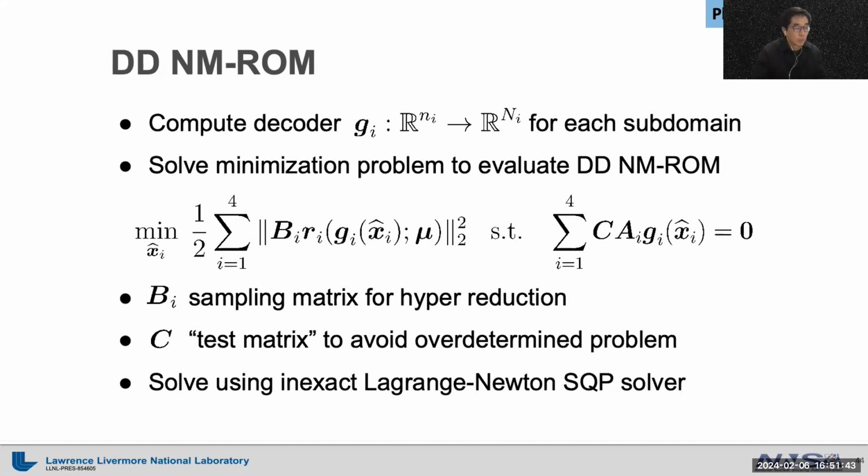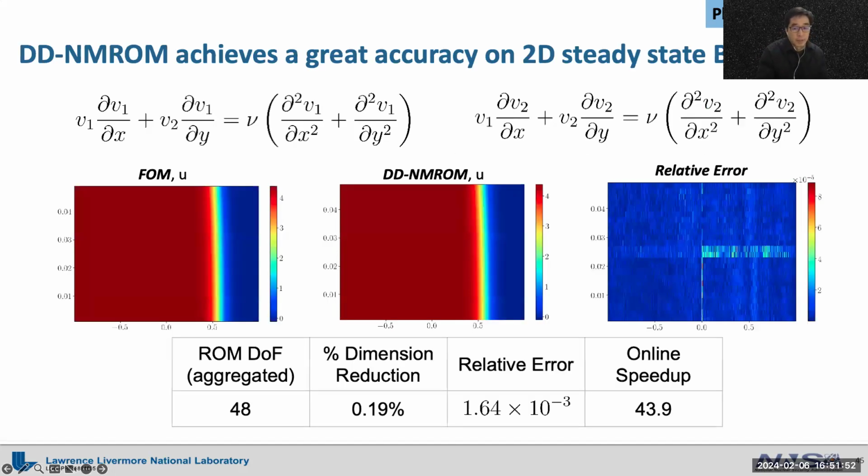And we solve this objective optimization problem by using the inexact Lagrange-Newton SQP solver. If you do that, then as a demonstration, you can achieve quite nice online speedups. For this one, the impact is not as high as for the time-dependent problem, because we have demonstrated only the steady problems.